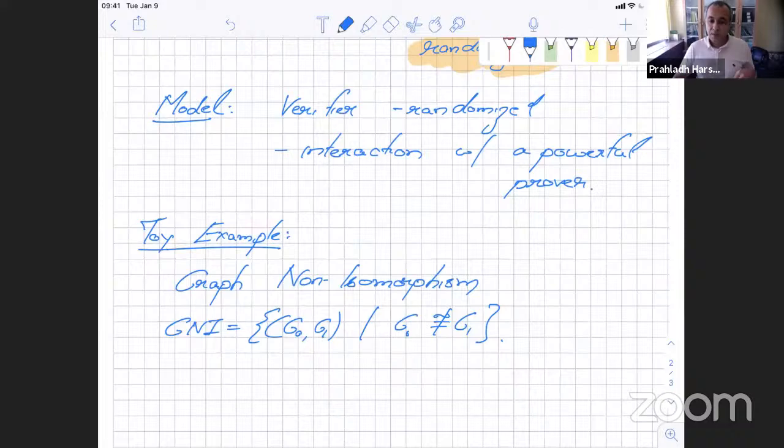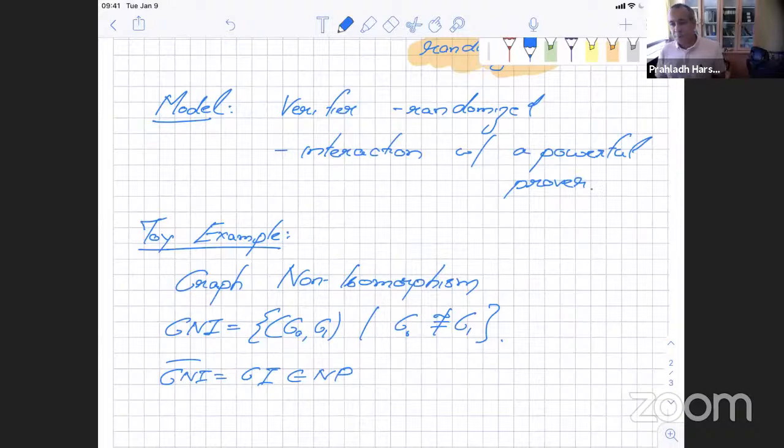Notice that GI, the complement of GNI, is in NP. Because if two graphs are isomorphic, I can give you a short proof that the graphs are isomorphic. If two graphs are non-isomorphic, a priori, I don't see an easy way to give you a short proof that convinces you that the two graphs are non-isomorphic.